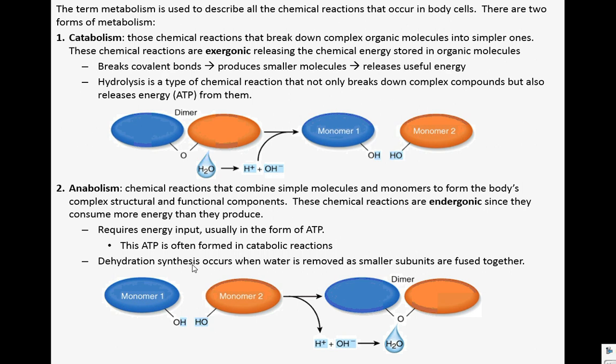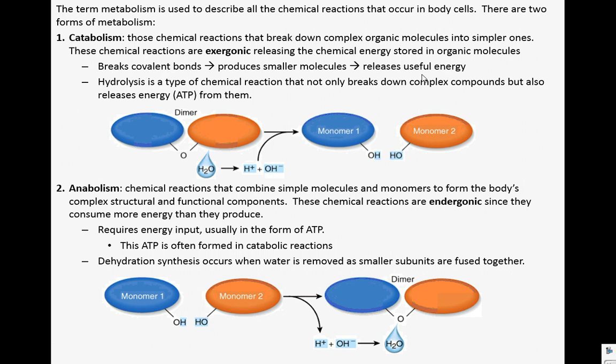Catabolism are those chemical reactions that break down complex organic molecules into simpler ones. Like what we see here with what's called a dimer, two atoms bonded together. We break it apart to form them as individual monomers. If you want to think of it like two bricks held together, we break them apart. Here's brick one, here's brick two. These chemical reactions are described as exergonic because they release the energy that's stored in that larger organic molecule. We can describe catabolism as we break covalent bonds, produce smaller molecules, and release useful energy. It's as simple as it really gets.